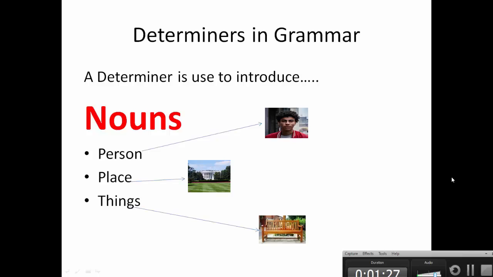Person, place, or thing. Think about that for just a moment and see if you can come up with the name of a person. Can you name a place? And can you give me the name of a thing?